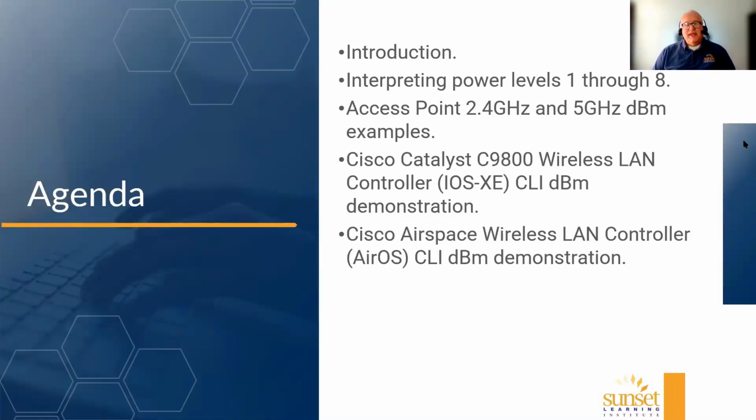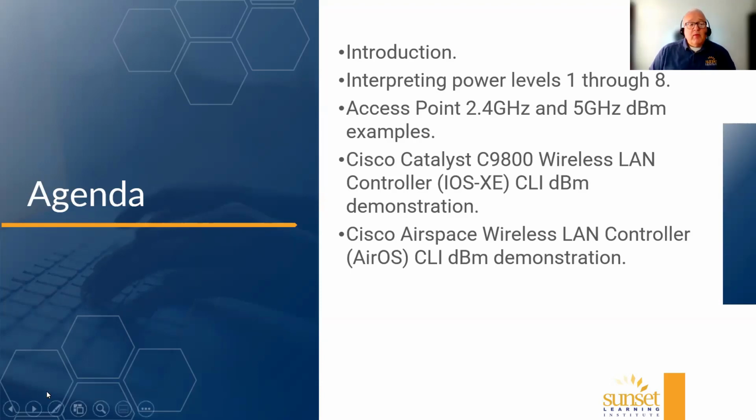Over the years, Cisco has always presented the power settings on their wireless LAN controller to us, wireless engineers, as a power level 1 through 8. I would like to show some examples of a 2.4 gigahertz and a 5 gigahertz output, showing the output of your access point power in dBm, but also including the level of 1 through 8. So dBm is what's most important, right?